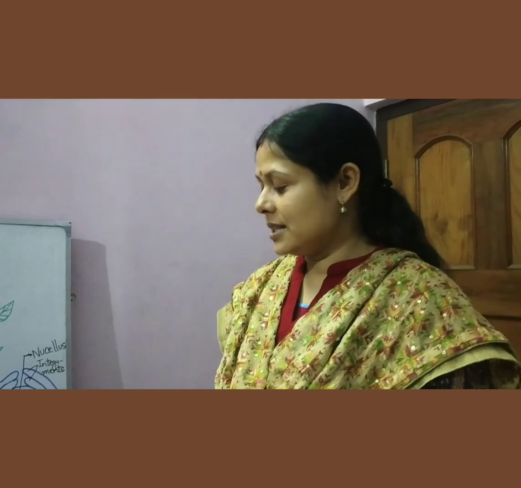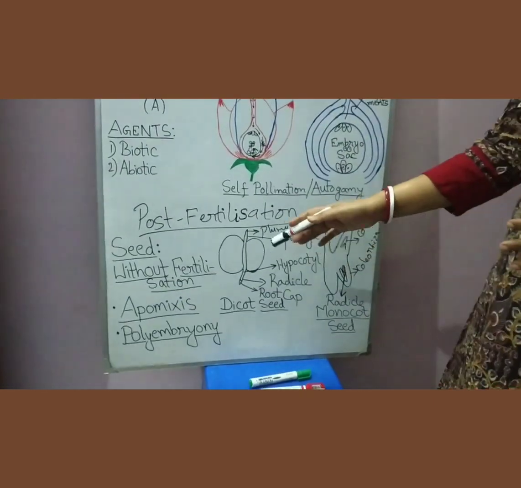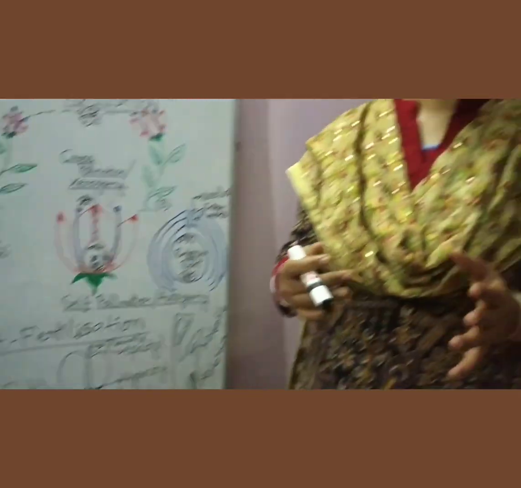Post-fertilization stage begins with seed formation. We have seen that. Now, in case of dicot seed and monocot seed, the process of formation is almost the same. That also we have discussed. The seed undergoes a period of dormancy, and after the period of dormancy, when it gets the right condition, it again germinates. And we have seen that there are many seeds which are viable even for 10,000 years.